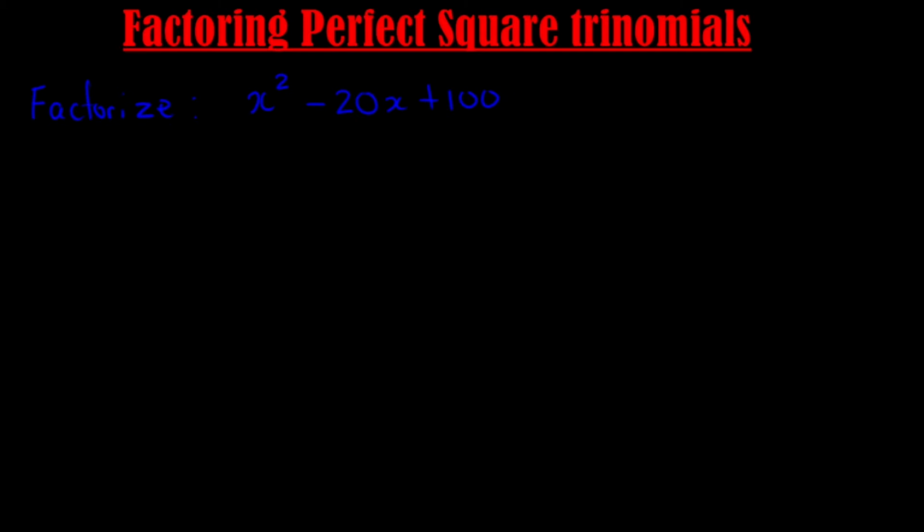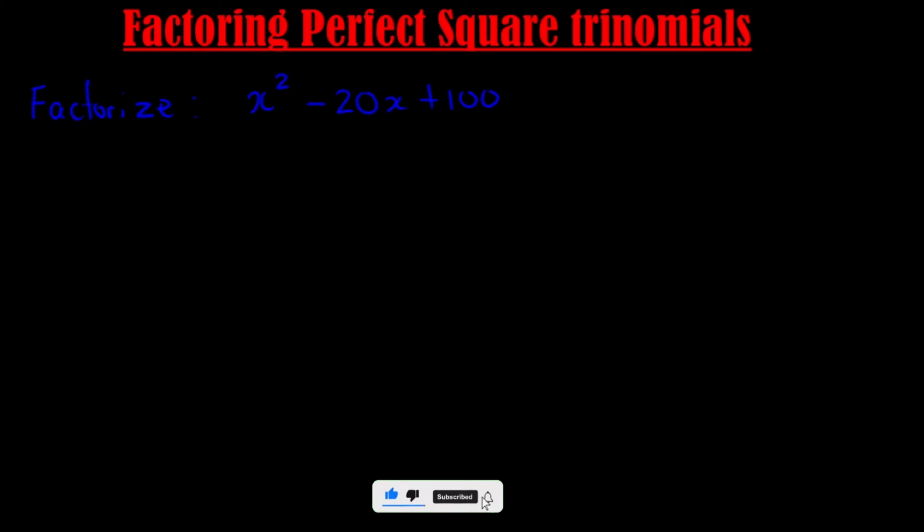Here we are asked to factorize x squared minus 20x plus 100. Now, there are several factorization methods. We could use the AC method to factorize this trinomial. We could split up our middle term and try to find two factors that multiply to the product of a and c, and add to b. But that is a lot of work. The perfect square trinomial method is much easier. It's a more direct and convenient method that we can use once a trinomial meets three criteria.